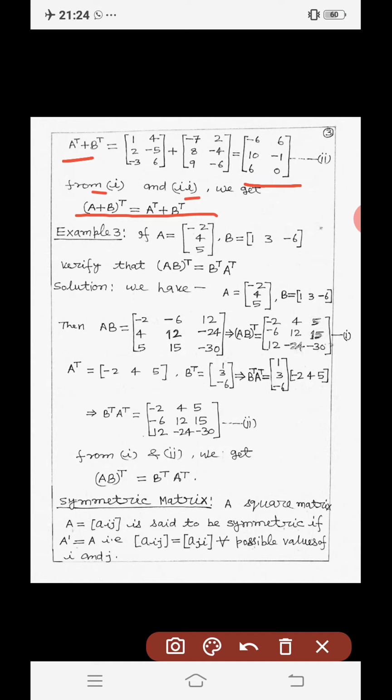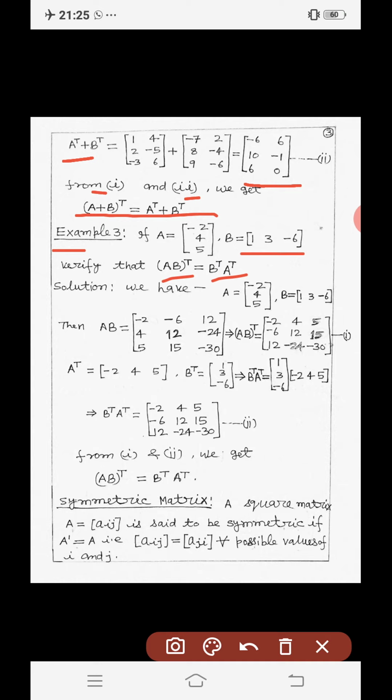Example 3. If A is a matrix having elements -2, 4, 5, here matrix A is a column matrix, it has only one column, and matrix B having elements 1, 3, -6 is a row matrix, meaning having only one row. So verify that AB whole transpose is equal to B transpose A transpose.